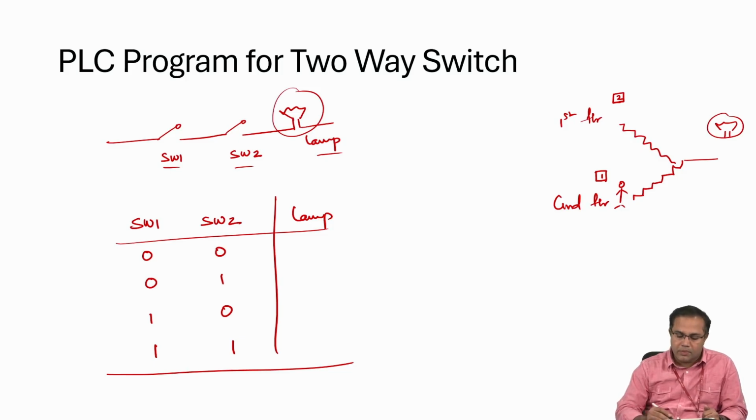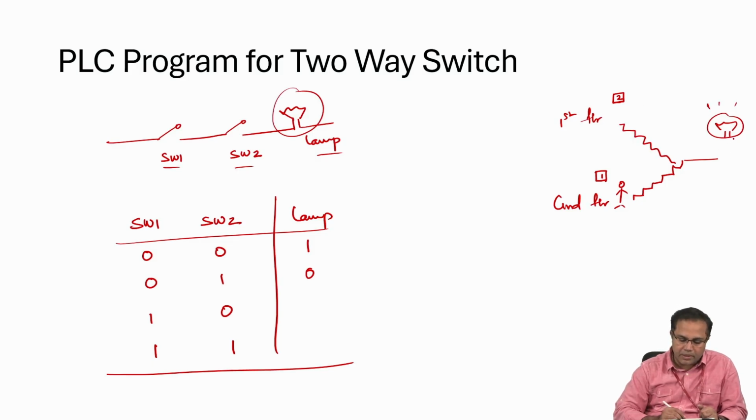For 0 0, I want the lamp to be turned on. Why? I'll tell you. In 0 1, one of the switches responded, which means the lamp was already on, so now it becomes off. Initially the lamp is on, and now somebody has switched switch 2. It means a person has taken the staircase and pressed the switch, so the lamp will turn off.